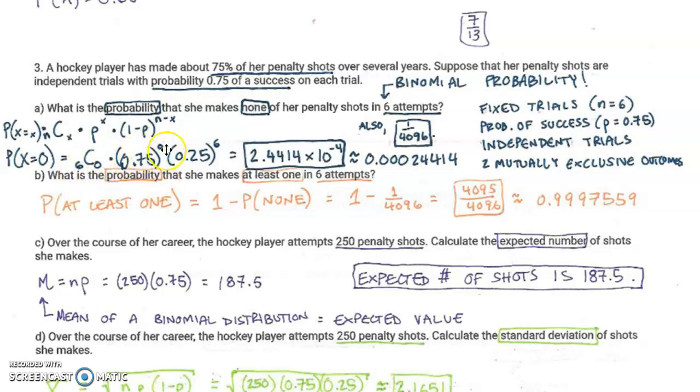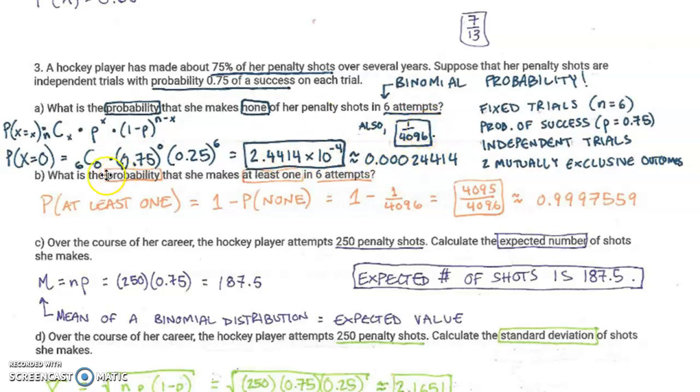This is the probability of success. 0 is the number of successes. This is the number of failures. And unfortunately, we're talking about making none of her penalty shots. That's 6 here. So that means 0.000244, etc. There are a number of different ways to represent this. This is scientific notation. This is decimal form. This is fraction form. Doesn't matter.